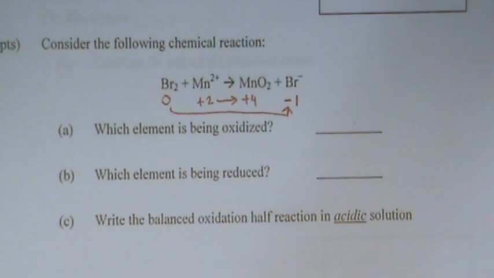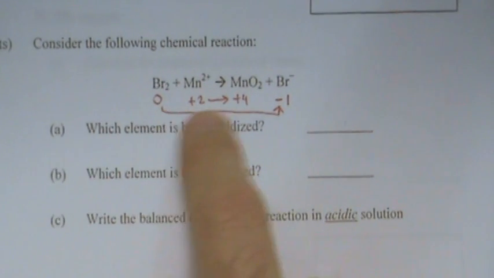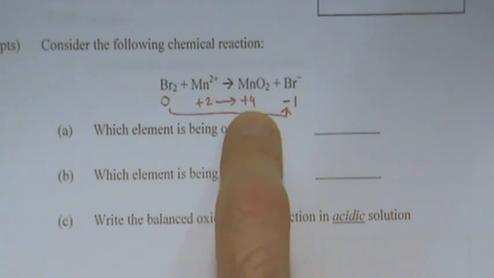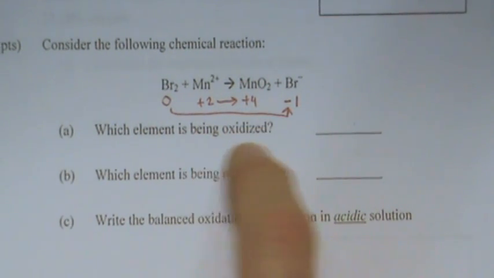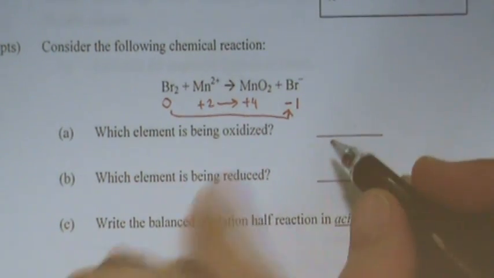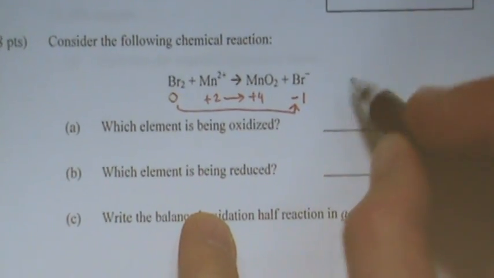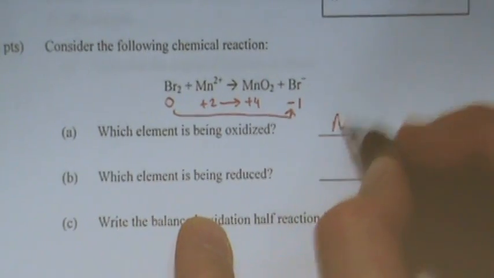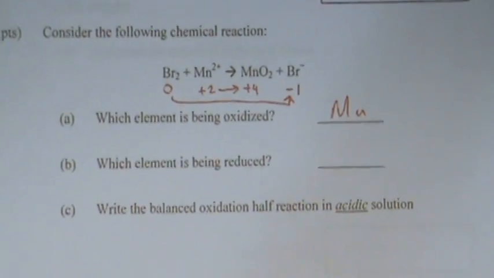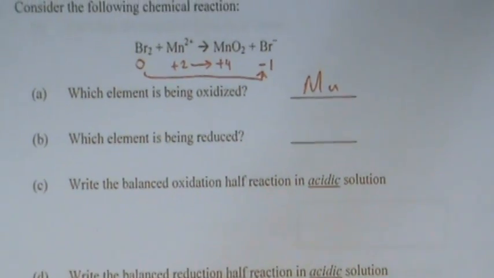Okay, so which element is oxidized? To be oxidized, we have an algebraic increase of the oxidation number. So which one is an algebraic increase? +2 to +4, right? So which element is being oxidized? Then the answer is manganese. Which element is reduced?